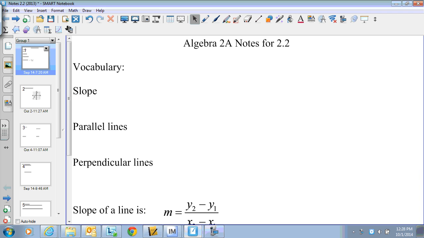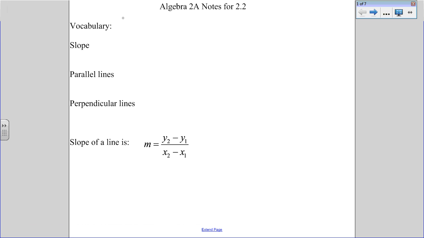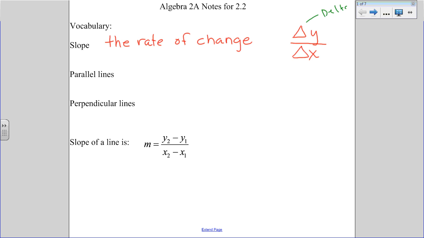Right, ladies and gentlemen, let's take a look at slope today. Slope is the rate of change for a line or for a situation, and we can call that change in y over change in x. So this is the Greek letter delta, which means change.